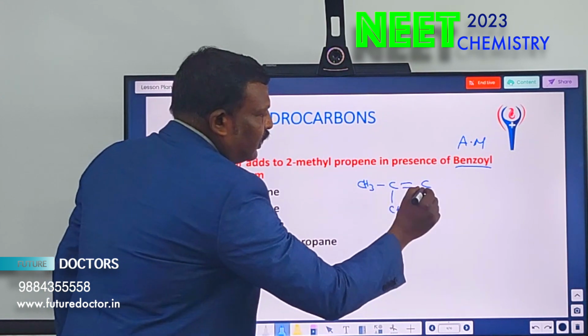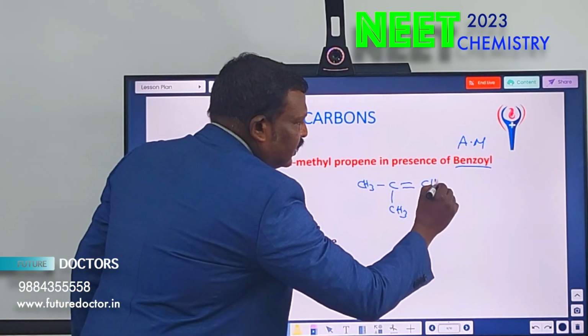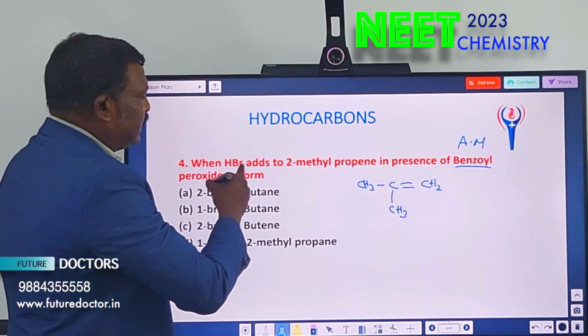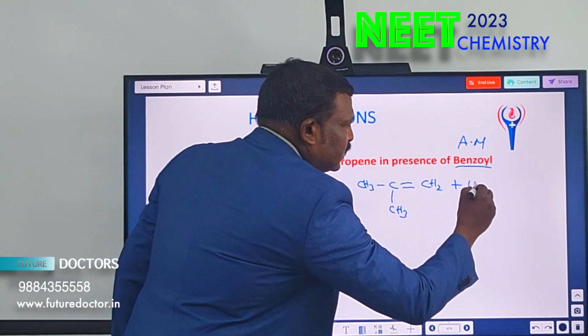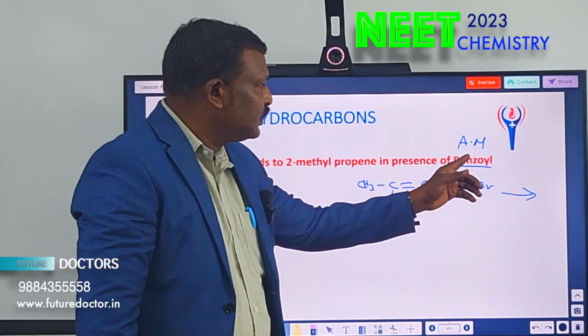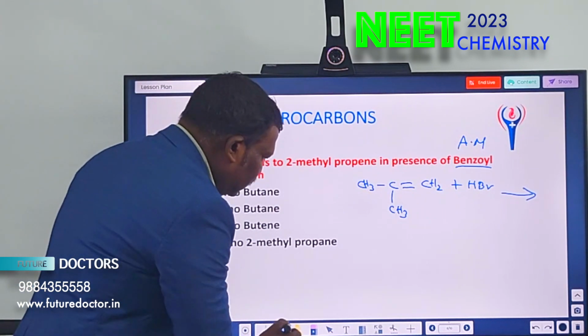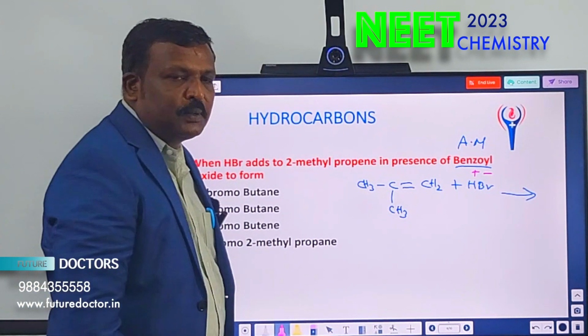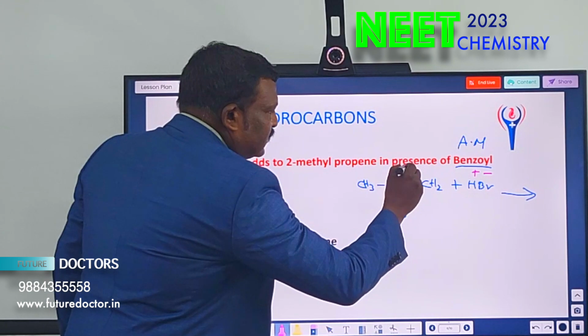Understood. So here no hydrogen will come. Here CH2. And HBr is added. So you have to follow which rule? Anti-Markovnikov rule. So I told you many times, H plus Br minus. Then wherever the double bond is present, you have to split like this.